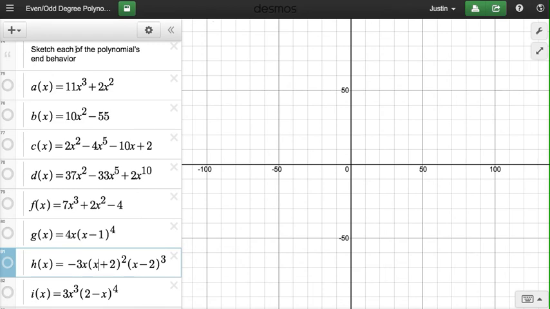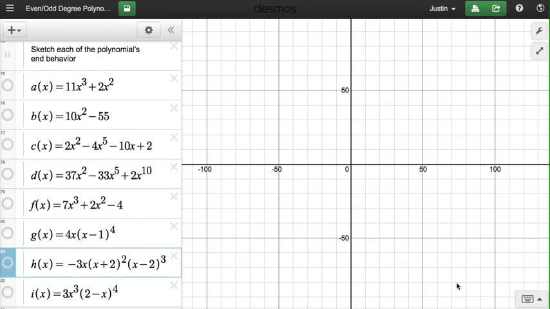Notice that it says sketch each of the polynomials' end behavior. Remember, that's just the arrows. Do the arrows go here and here? Or do they go here and here? Or here and here? Or here and here? Those are the only four options for any of these.